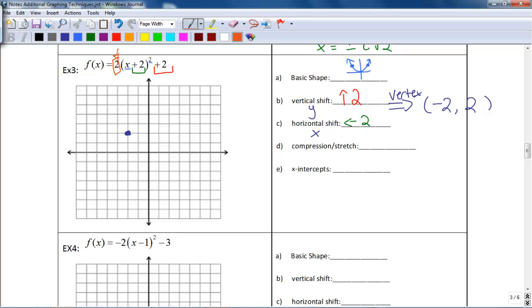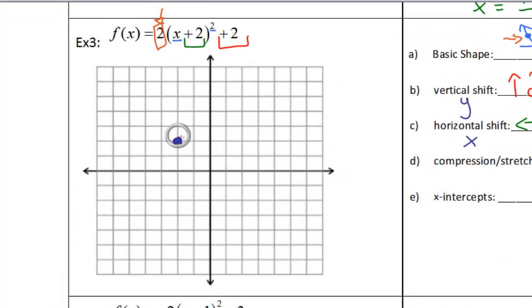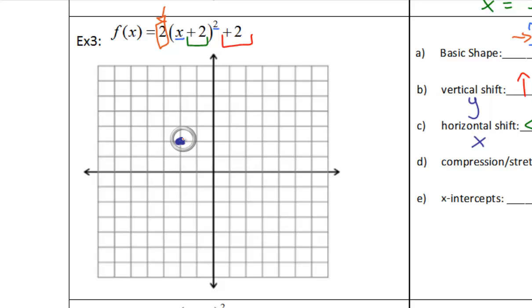I have a 2 out here. I'm multiplying the x's by 2, so that means that I have a compression stretch of 2. Well, this means that, because 2 is positive, I'm going to be going up 2 units, and then whatever direction my key points go. Remember, that's going to be up 2 units to the left and up 2 units to the right from the vertex. So again, here's my vertex, the vertex I found to be at negative 2, 2.